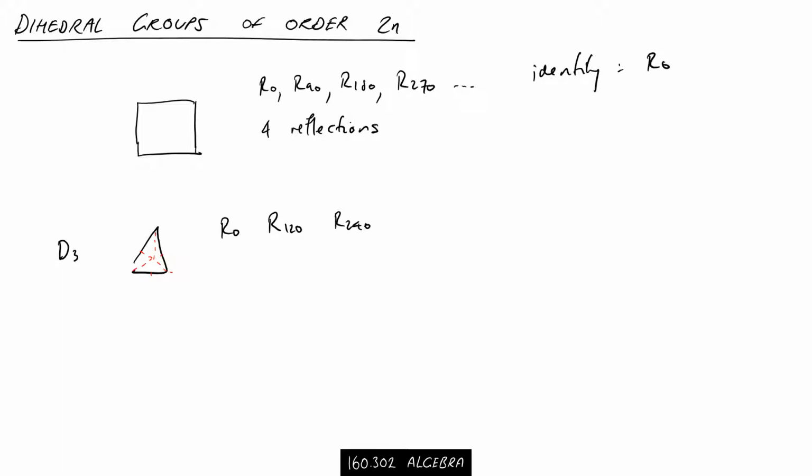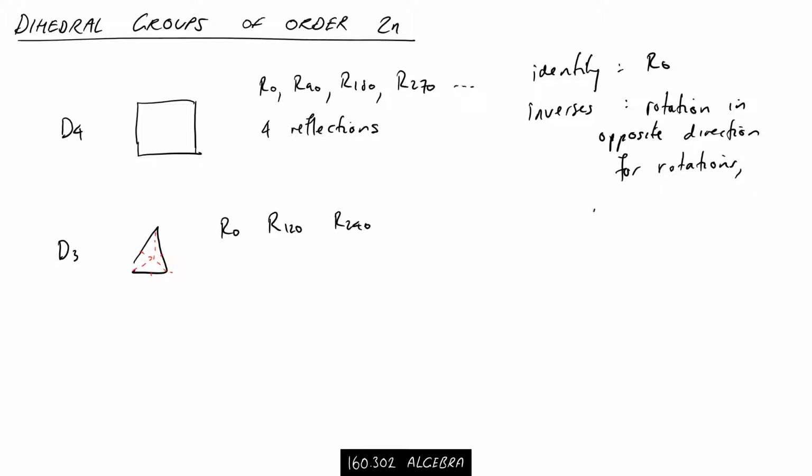Inverses: for the rotations, you can tell which one it is. It's the rotation in the opposite direction. So, for example, in our dihedral group of order 8, i.e. D4, the inverse of R90 is R270, which could also be written as R-90 if you liked. That's the inverse for rotations, and for reflections, the inverse is just itself. Reflections are their own inverse.